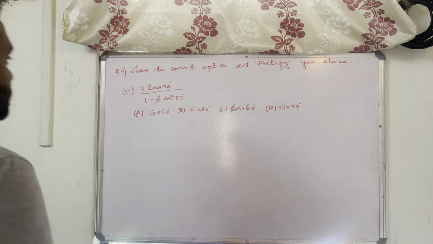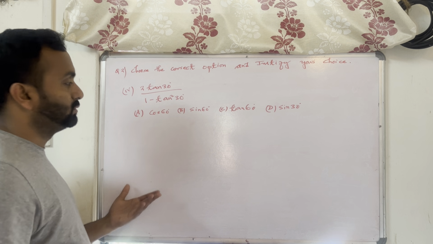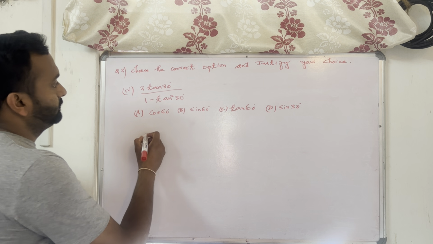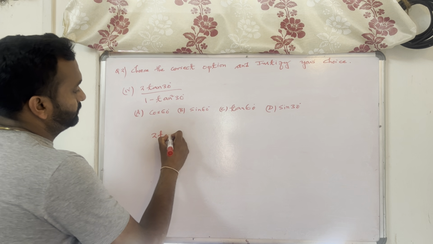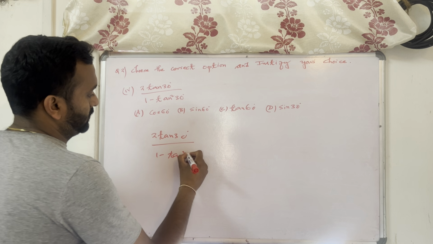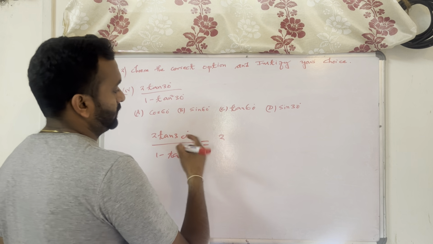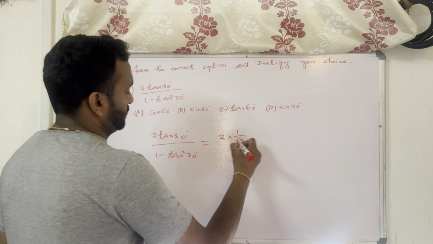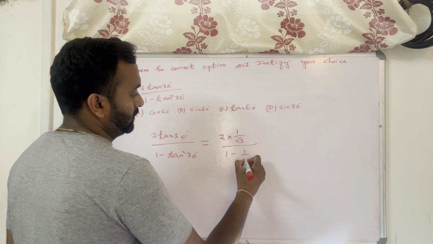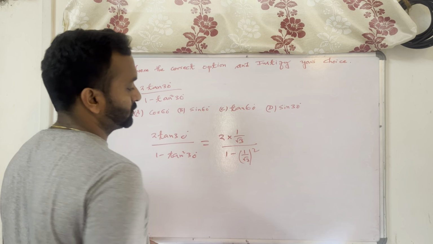Now we are doing question number 2 part 4. In this question on fractions, we have to justify which among the following will be the answer. Here it's given 2 tan 30 degree divided by 1 minus tan square 30 degree. So let's do it. Tan 30 is how much? 1 by root 3. Tan 30 is 1 by root 3, and in the denominator, since it is tan square 30, I am just squaring it.